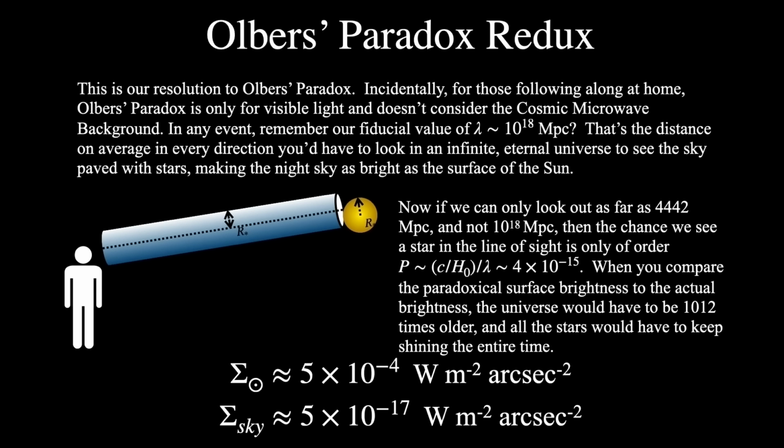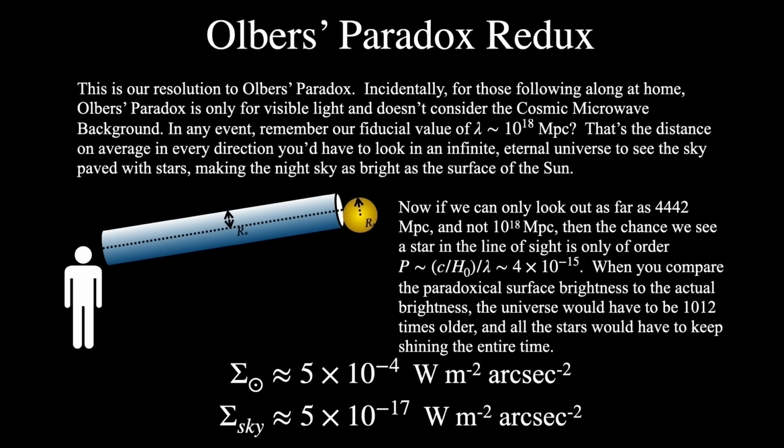So when you compare the surface brightness due to Olbers paradox, which would be the surface of the sun, with what we actually see from starlight, the universe would have to be 10 to the 12th times older, and all the stars would have to keep shining the entire time. So this is a really important thing. We know that stars don't live to be trillions of years. We do not think of the universe as that old.